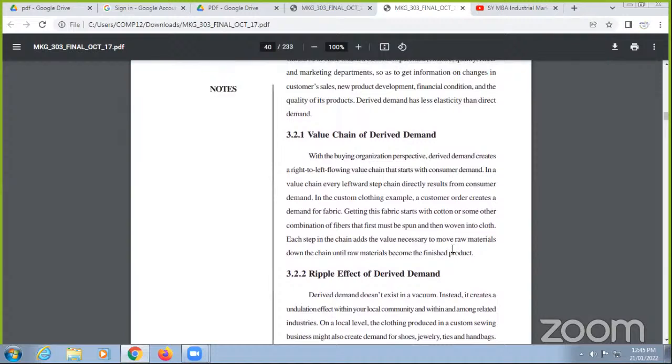With the buying organization's perspective, derived demand creates a right to left flowing value chain that starts with customer demand. In a value chain, every step directly results from customer demand. In the custom clothing example, a customer order creates a demand for a fabric. Creating this fabric starts with cotton or some other combination of fibers that first must be spun and then woven into cloth.